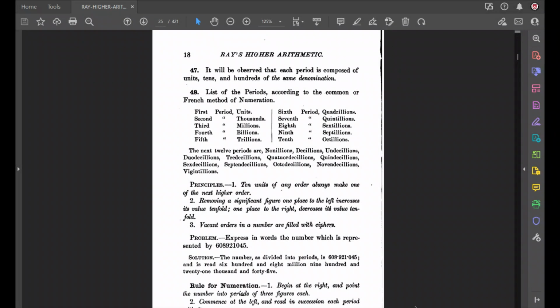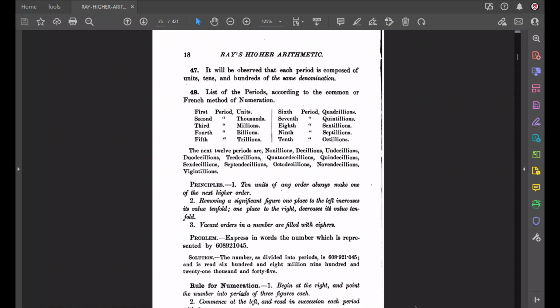Article 48. Article 48 simply lists the periods for us all the way to the 10th period, which is octillions. And you will never ever need to learn or know or use these numbers. It even goes further than that, through the next 12 periods all the way up to vigintillions. Now, those numbers are impossible to understand, right? Billions, trillions, quadrillions, quintillions, sextillions, septillions, octillions, nonillions, unless you know Latin. If you know Latin, you don't need any help understanding those numbers.